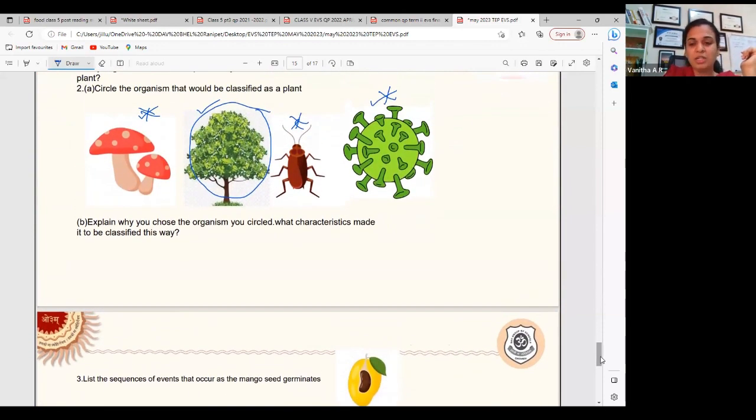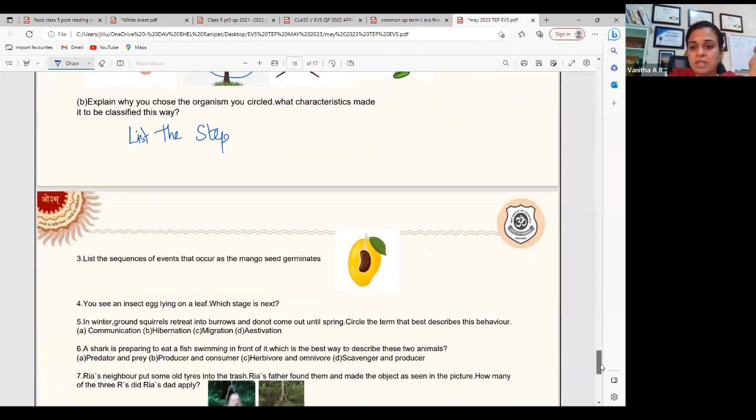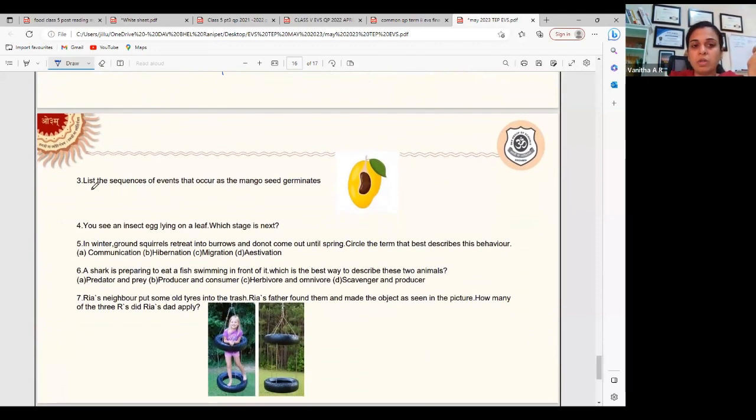Next, we generally ask this question: list the steps in the germination of a seed. A very simple, straightforward question. List the steps in the germination of a seed, or define germination. What are the steps that take place during germination? But I do have a different way of asking the same question. I have given it as, list the sequence of events. Introduce this word also.